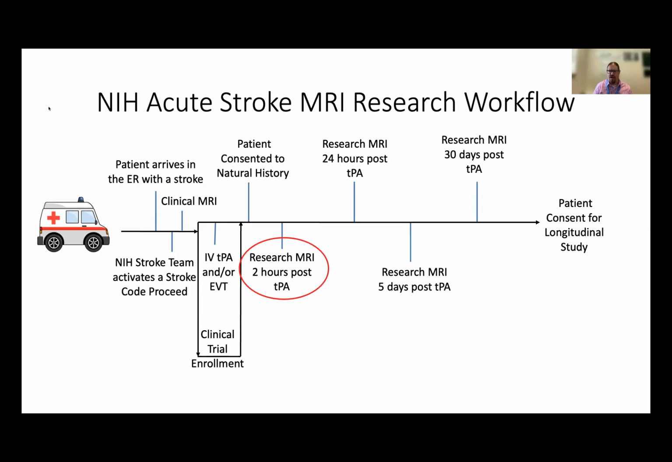So we call it the 2-hour. It's really the soonest MRI we can get after they've been treated, but it tends to be about 2 hours after the initial MRI. And then they go on to get another MRI at 24 hours, another one at 5 days, another one at 30 days. And so that's this model that's been there for a very long time. So there's this huge data set with all these different time points.